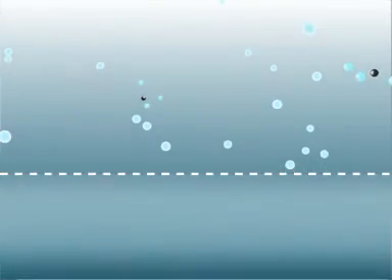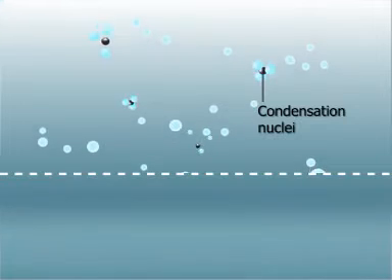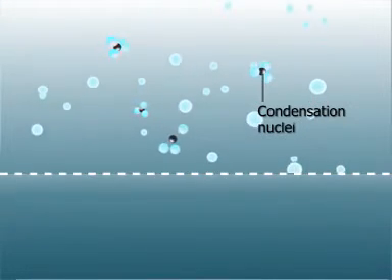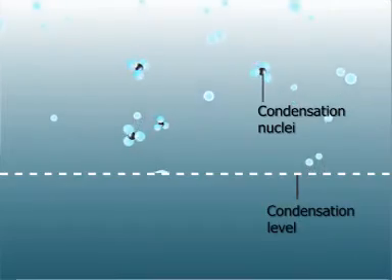Those particles providing surfaces for condensation are the condensation nuclei, while the level at which condensation occurs is known as the condensation level. The water droplets in the air are supported by an uprising air current. When water droplets rise and fall with the air currents, they join together and grow bigger. The stronger the uprising air current, the higher the water droplets are thrown, the larger they become.